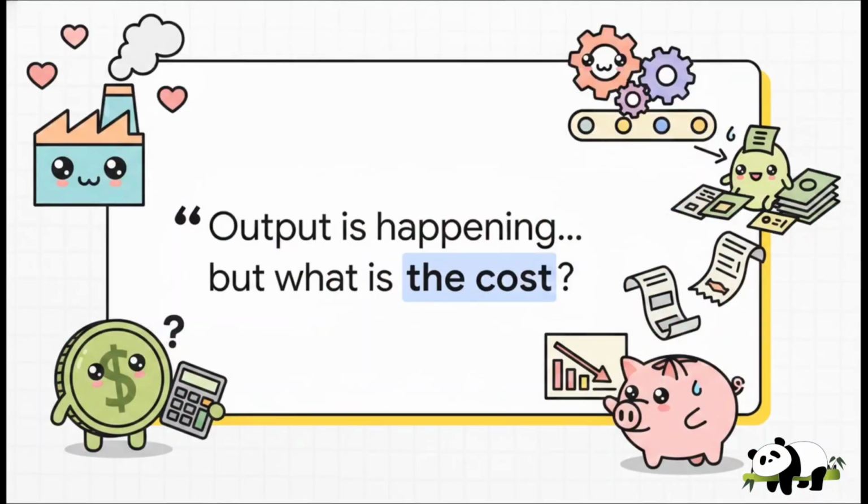It's one thing to be busy and making stuff, but if you don't know what it actually costs to make each item, you're flying blind. Ravi knows he's got to get a real handle on his numbers to see if his business is truly healthy.